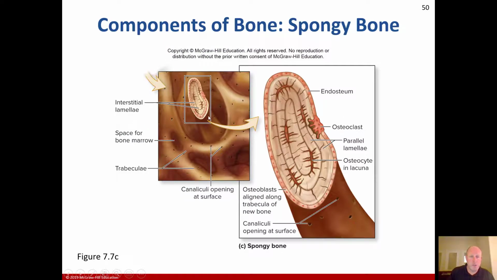And we can see this interstitial lamellae here, and a space for the bone marrow, and these trabeculae, and the canaliculi opening at the surface. And we have the endosteum, those little osteoclasts attaching there, the parallel lamellae, and the osteocyte in the lacuna here. And the osteoblasts that are lined along the trabeculae of the new bone, with the canaliculi opening at the surface here as well.